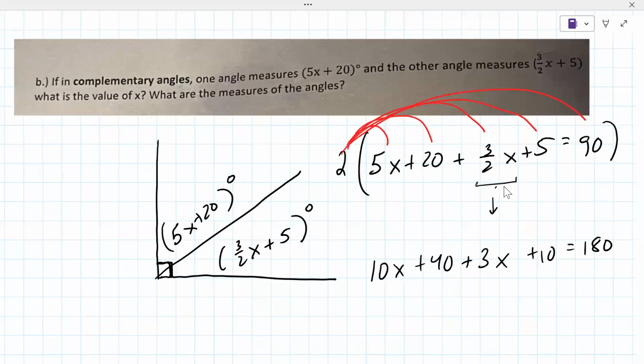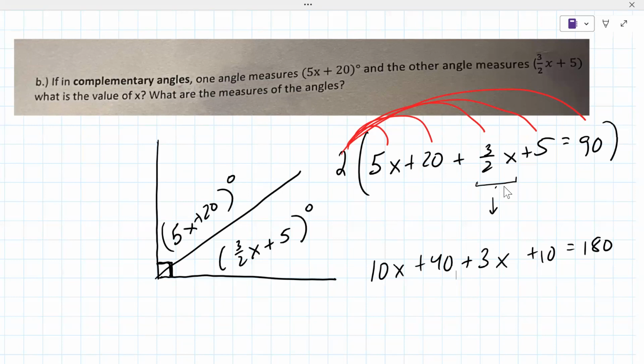Okay. 13x plus 50 equals 180. So I have 13x plus 50 equals 180. Yeah, keep going. Just solve this one all the way through. It should look really similar to the last one that you solved.